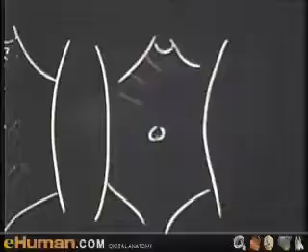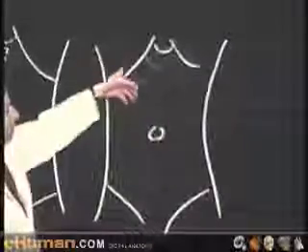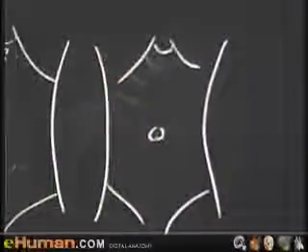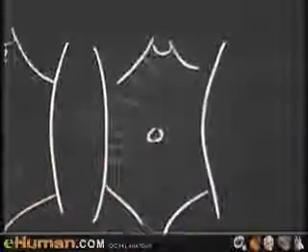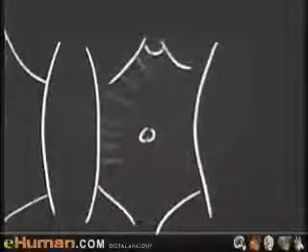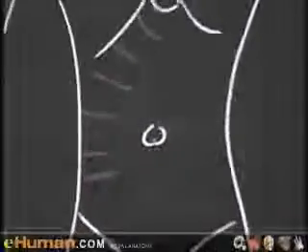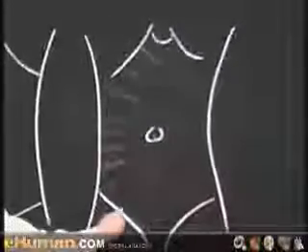Coming round from the intercostal spaces, we have intercostal arteries which come through underneath the costal margin, and coming round from the side we have 4 lumbar arteries coming off the abdominal aorta and coming round in between the layers of the abdominal musculature.